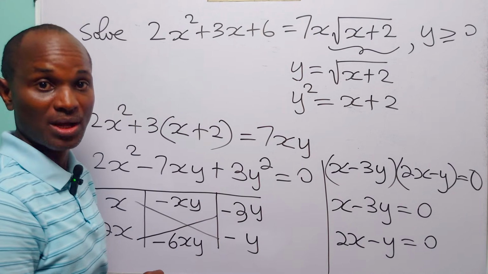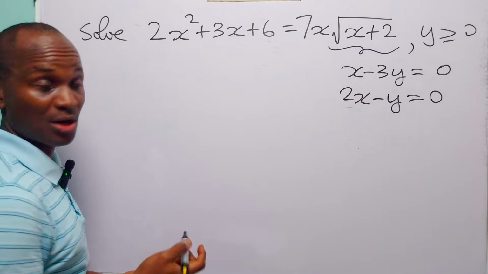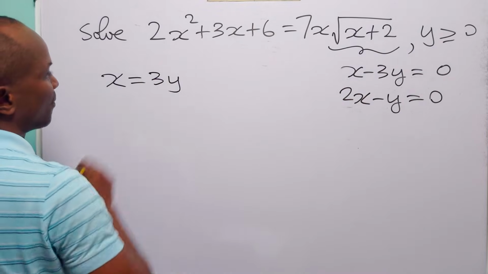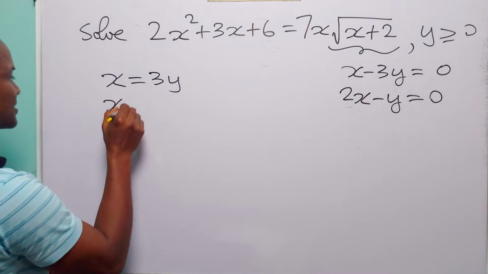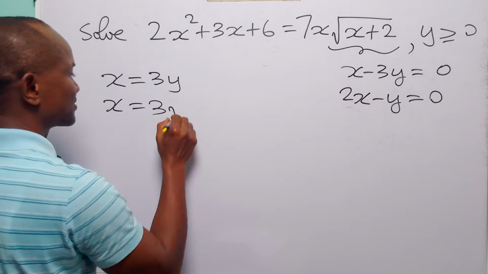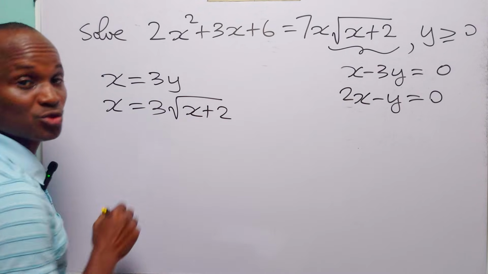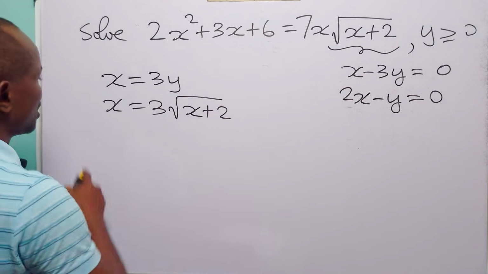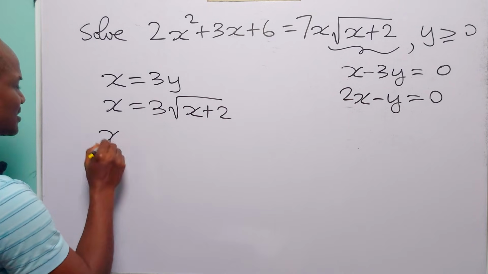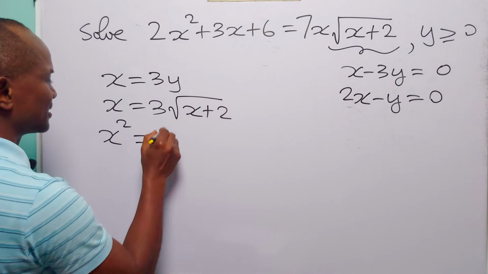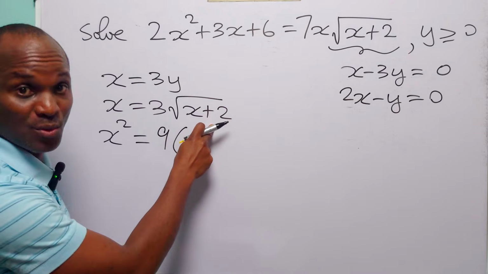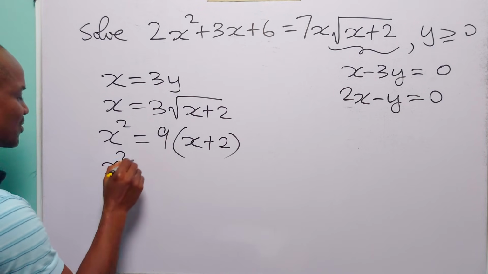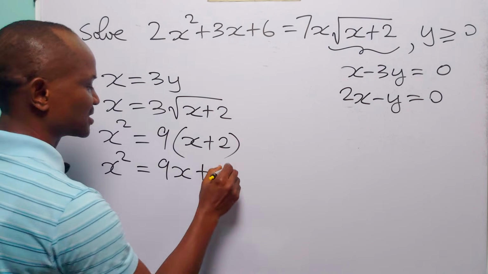Of course, you know that we are looking for x. Now, from this first equation, we have that x is equal to 3y. This simply means that x is equal to 3 times the square root of x plus 2. And of course, now to get rid of this square root, we square both sides of the equation. When we square both sides, we have that x squared is equal to 3 squared, which is 9, times the square of the square root of x plus 2, which is x plus 2. From here, we have that x squared is equal to 9x plus 18.